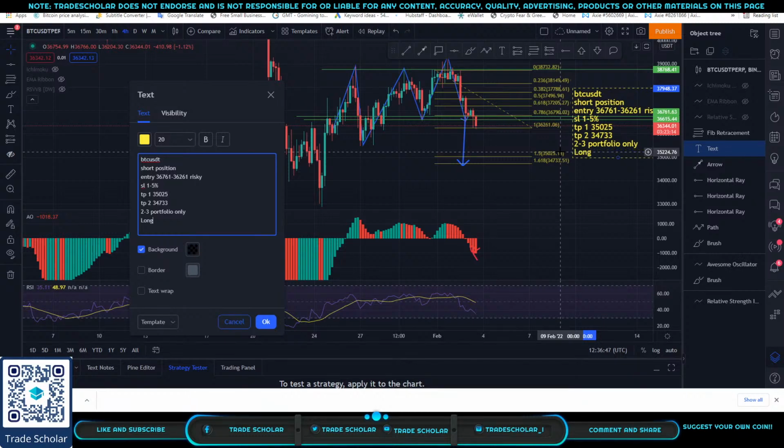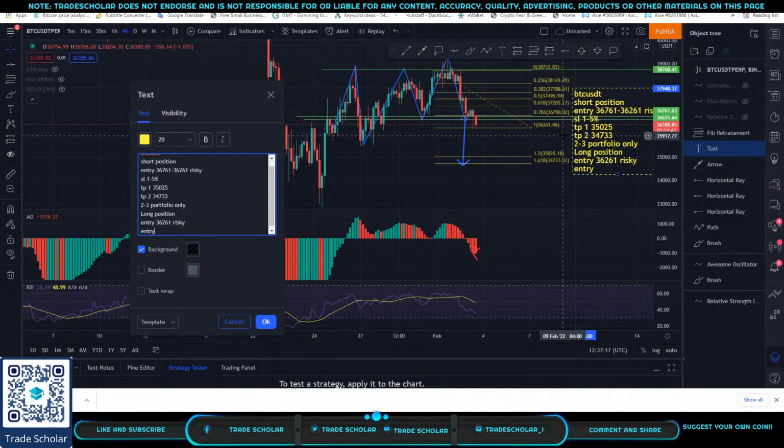So now for the long position. For the long position, you can make this your entry here, the previous high 36261. Entry 3. If you think it's just a fake out, you can also enter right away. This one, 36261, is risky. The second entry can be better, this one here, because if it retests here, then this means it's just a fake out. 36752.